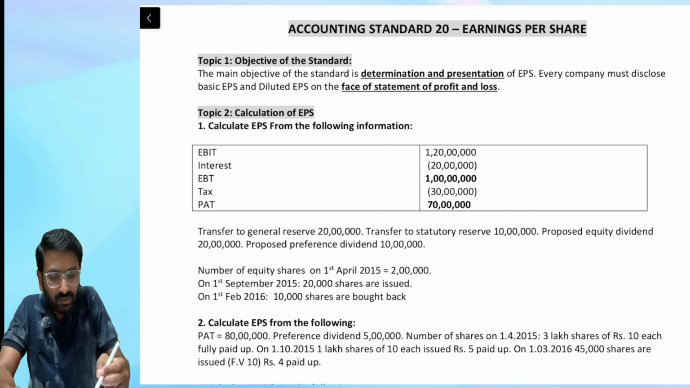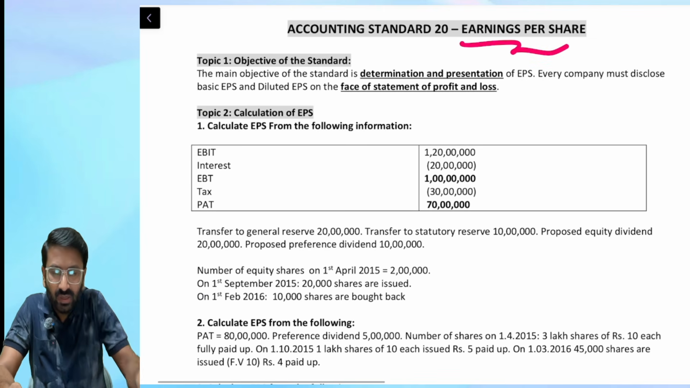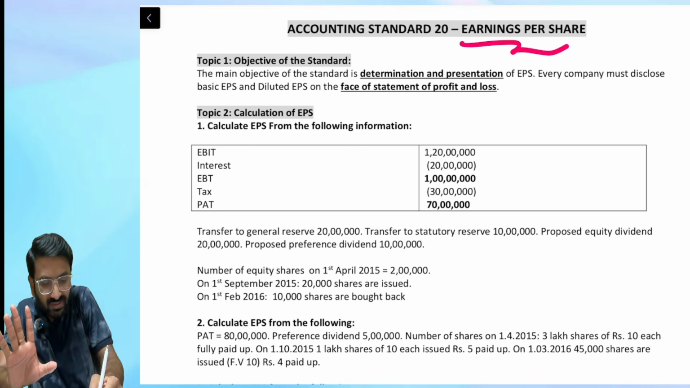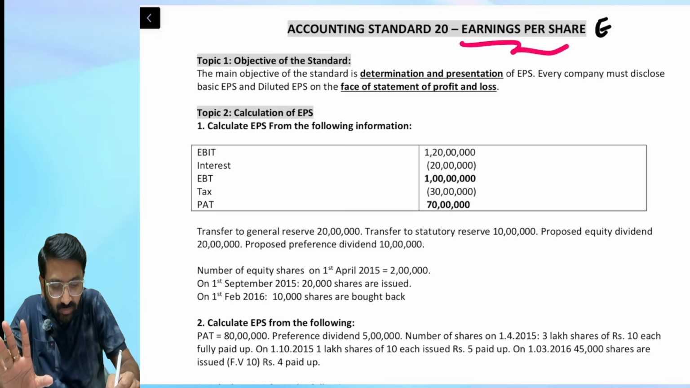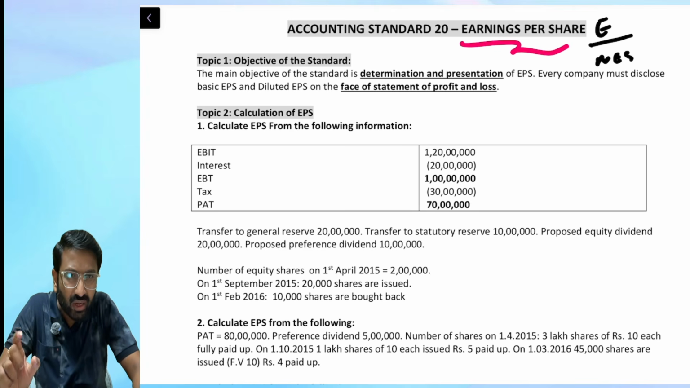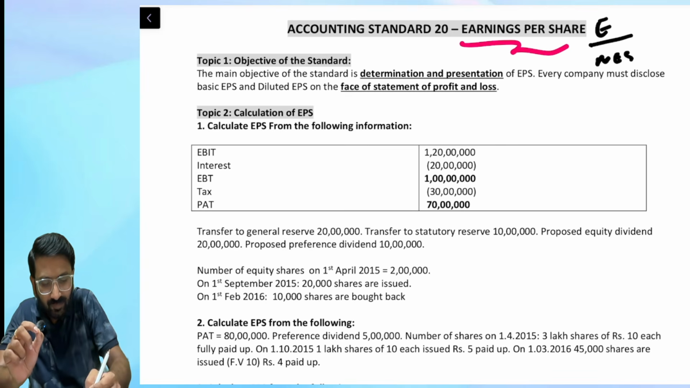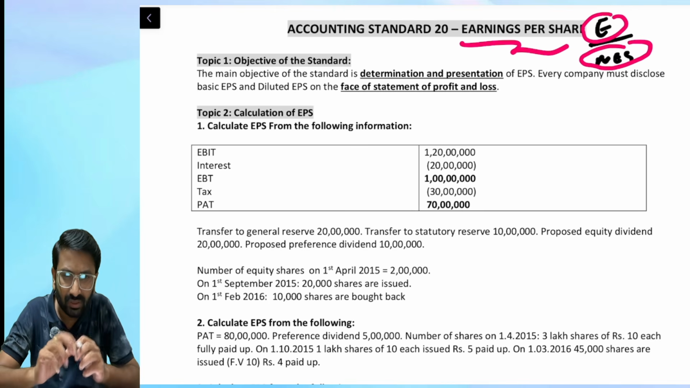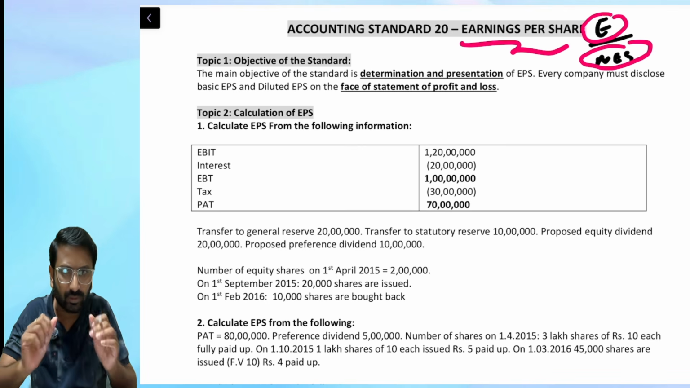This standard deals with earnings per share. When we say earnings per share, it means earnings available for one equity share. So can I say in the numerator, it should be earnings. In the denominator is supposed to be the number of equity shares. And that is going to give you earnings available for one equity share. Now the question arises, what is the meaning of earnings? And when you're taking the number of equity shares, how do you calculate that number? That is the main focus of this particular standard.